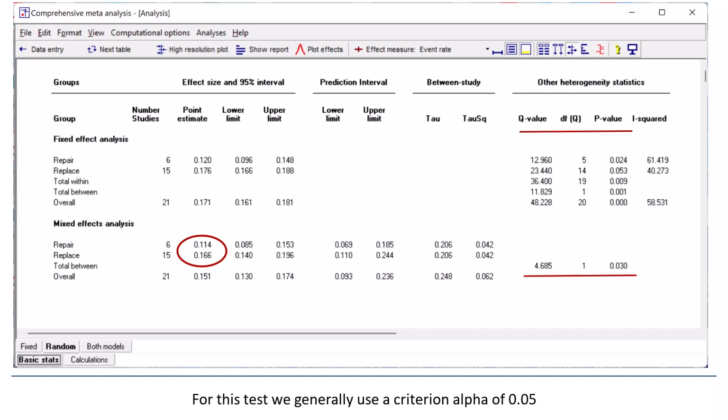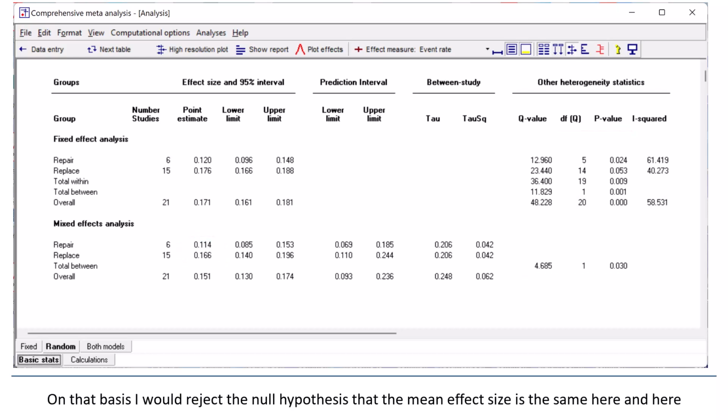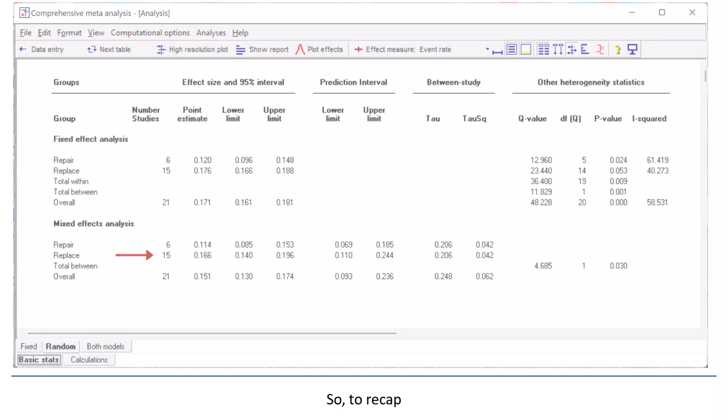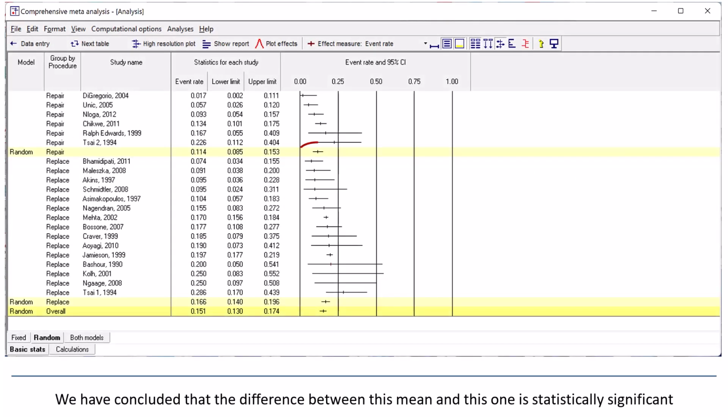For this test, we generally use a criterion alpha of 0.05. On that basis, I would reject the null hypothesis that the mean effect size is the same here and here. I would conclude that the event rate is higher here. So to recap, we've concluded that the difference between this mean and this one is statistically significant.